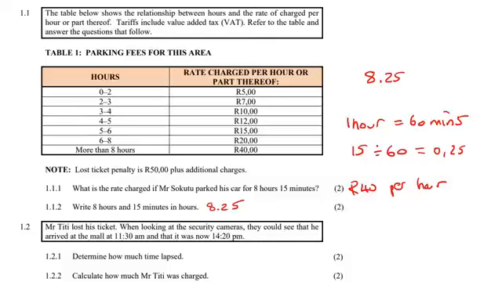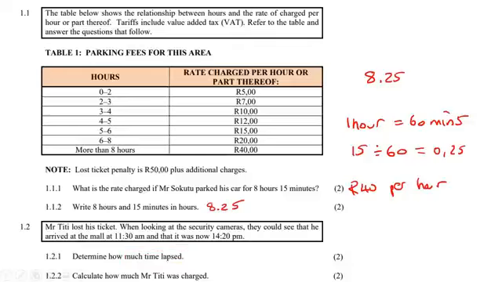Mr. TT lost his ticket. When looking at the security cameras, they could see that he arrived at the mall at 11:30 and it was now 14:20. How much time has lapsed? So how much time has gone by?